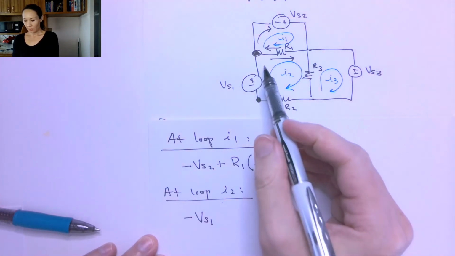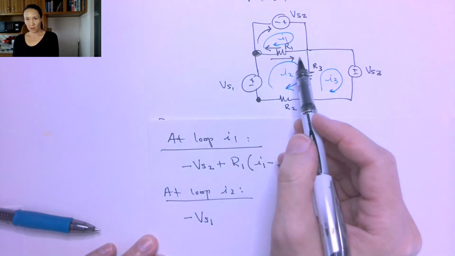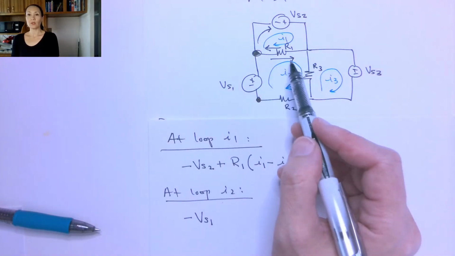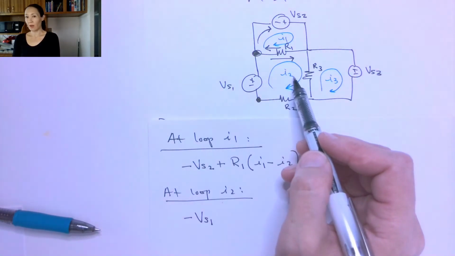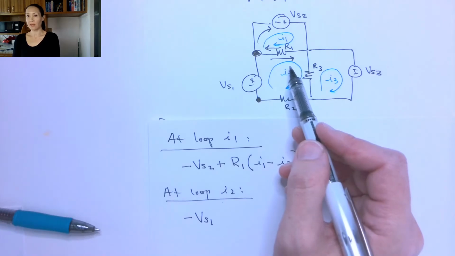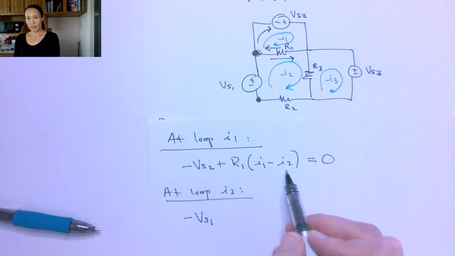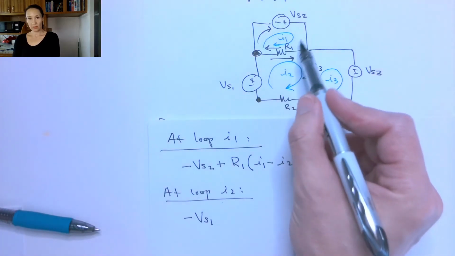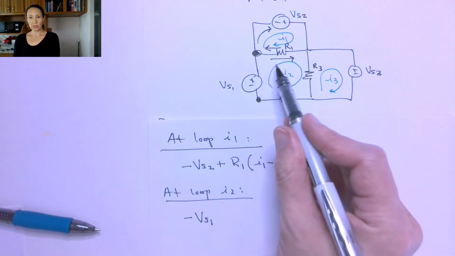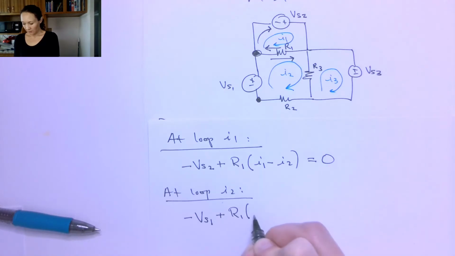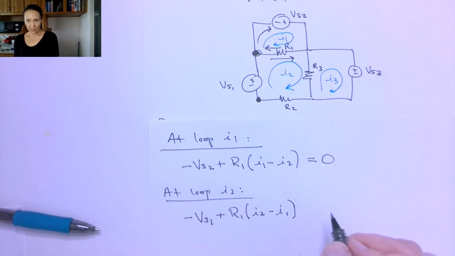The next thing I'm going to encounter is this R1 resistor, but now, since I'm currently doing the I2 loop, I'm going to consider I2 to be the positive current, and I'm going to subtract from this I1. Whereas in my previous equation I did I1 minus I2 because I was doing that loop. Now I'm doing this loop, so this is going to be my positive current. So I have plus R1 times I2 minus I1 because they're in opposite directions.